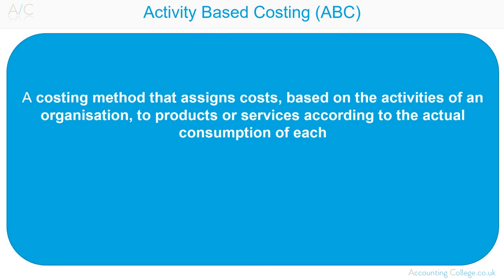Activity-based costing is a costing method that assigns costs based on the activities of an organisation to products or services according to their actual consumption of each. The aim of activity-based costing is to calculate the full production cost of a unit or a product. It is an alternative costing method to absorption costing, brought about because overhead costs can form a significant proportion of total costs in modern manufacturing. Also, the need to stay competitive means the diversity and complexity of products has increased, making activity-based costing a more effective costing method.